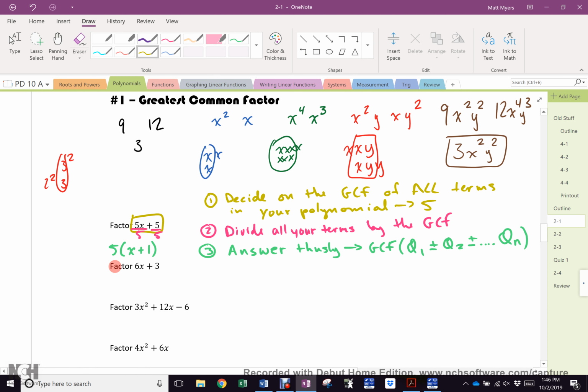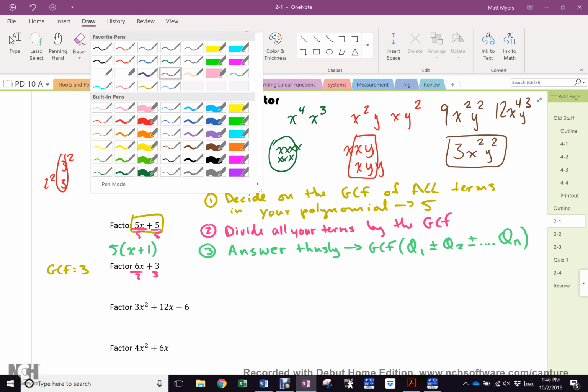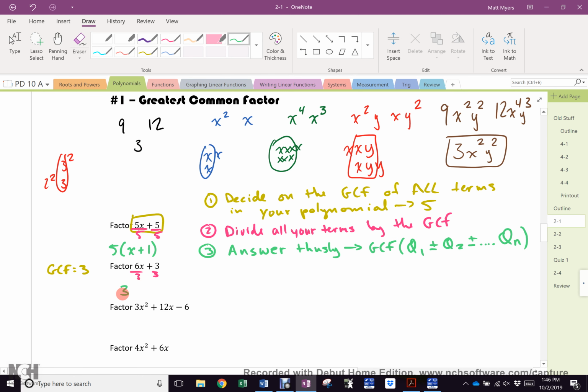So, what is our GCF? 3. So I then divide by 3 and 3. And then I write GCF 3, 2x plus 1. Easy peasy lemon squeezy, right? Great. Do the next 2.